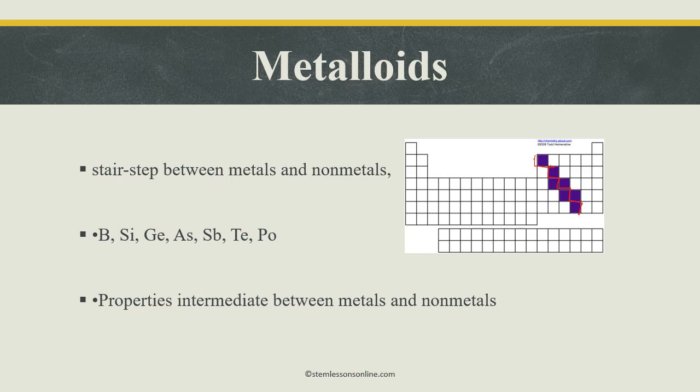So metalloids are, there's a staircase here. Whichever elements are touching that staircase are called metalloids. They show the properties of both metals and nonmetals. So some examples are here. You can see in the periodic table, those elements that touch that zigzag line here are metalloids. And the properties are intermediate between metals and nonmetals.